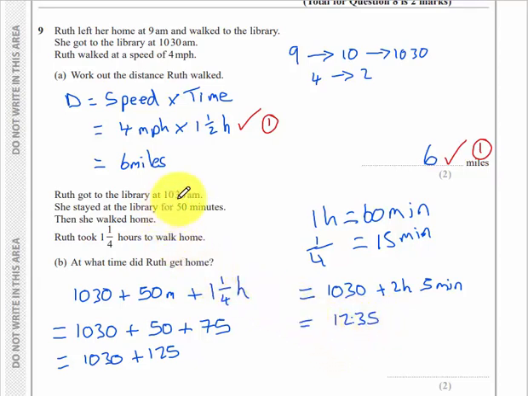Just be very careful of the AM and PM here. If I were to put 12:35 AM, it would be wrong. So it's 12:35. You could actually leave it like that, but to be perfectly correct, it would be PM. The first mark comes from getting all the units aligned, and then the second mark comes from getting the correct answer.